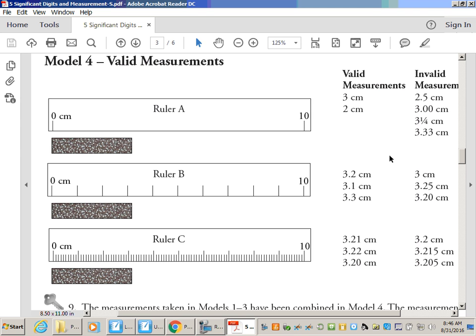Ruler B, what can we be certain of? How big is it? 3. That's certain. And then what's your uncertain digit? Whatever you say, right? So point something. 0.2, 0.1, 0.3, those are all valid because it's up to your opinion. These are invalid because we know it's 3. Give me something more, 3 point something, because you have to have the estimated digit. This is too accurate. They're lying to say they knew exactly it's 3.25, but they can't be certain that last digit's true. Same thing here. These are invalid because they're recording too many. You can only record what you know and then one estimated digit.